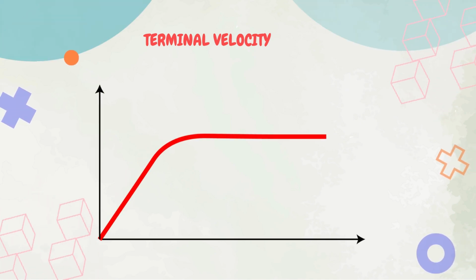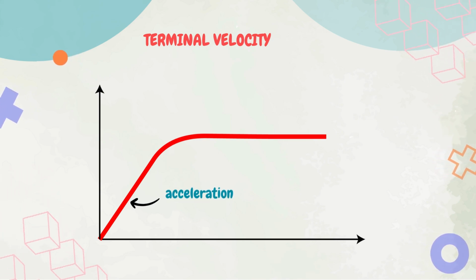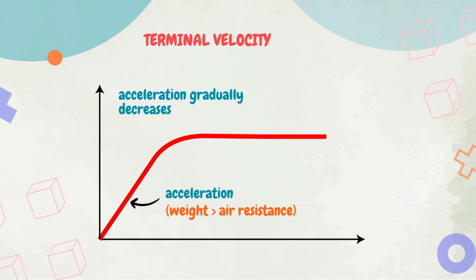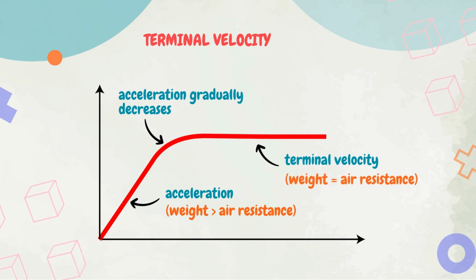Terminal velocity can be represented on a velocity time graph. The first section depicts the acceleration of the object. At this point, the weight of an object is greater than air resistance. Then, the acceleration of the object gradually decreases as the air resistance acting on the object increases as depicted by the second section. Finally, the object reaches a maximum speed and continues moving at its maximum speed called terminal velocity. At this point, the weight of an object equals the air resistance acting on the object.